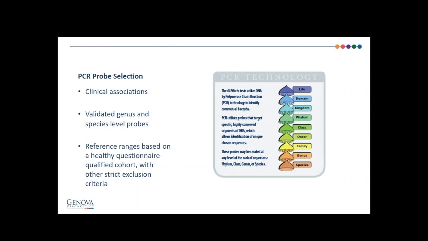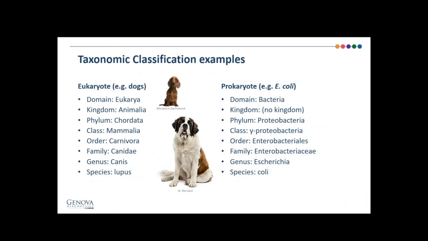And so we have genus and species level probes. And over to the right, I have a reminder here of the taxonomy. Maybe we remember this from middle school biology class, where we have kingdom, phylum, class, order, family, genus, species. So our probes, our DNA probes, are the genus and species level probes. And we based our reference ranges on a healthy questionnaire qualified cohort with other strict exclusion criteria applied to that.